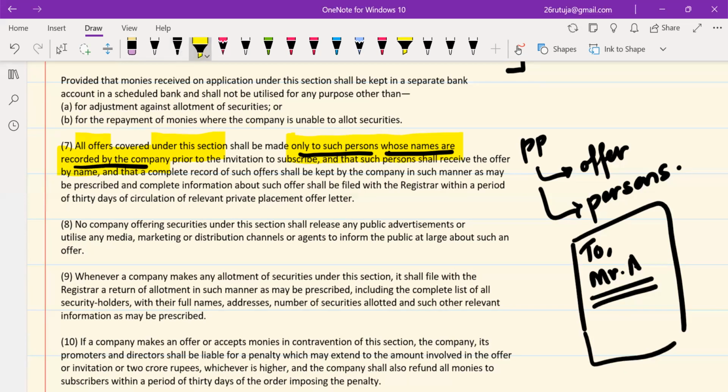Subsection 8 says, no company offering securities shall release any public advertisements or utilize any media, marketing or distribution channels to inform the public. Why? Because this is not a public issue. This is private placement, therefore you do not need to inform the public at all.